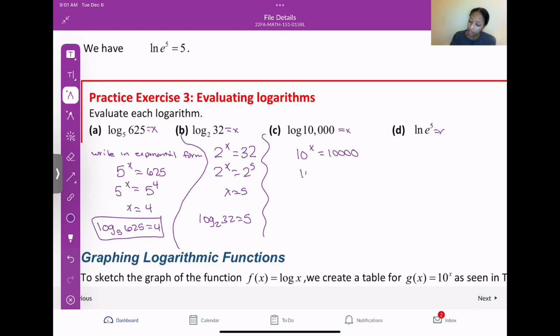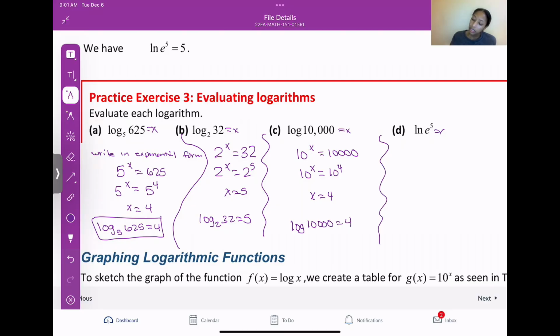Okay, for 10 to the x power equals 10,000. 10,000 is 10 to the 4th power. It's easy when you have a number like this, one with a bunch of zeros. Count the number of zeros, and that tells you what your exponent should be. So this is 10 to the 4th power. X is equal to 4, or we can say log of 10,000 equals 4.